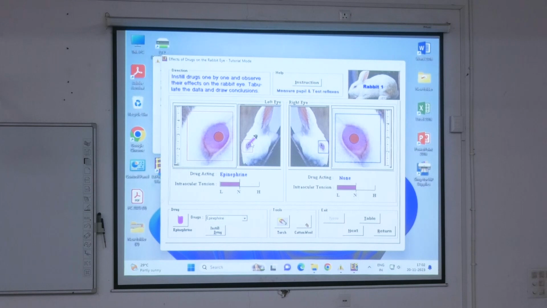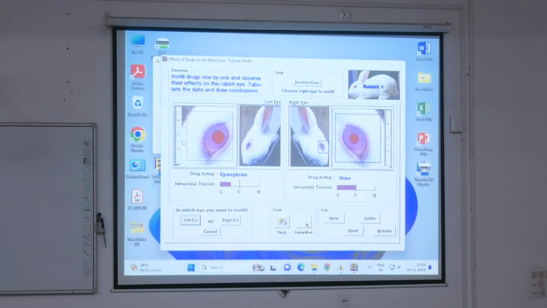The pupillary diameter is being increased. After administration of epinephrine the diameter will be 1, 2, 3, 4, 5, 6, at least 7 millimeter.